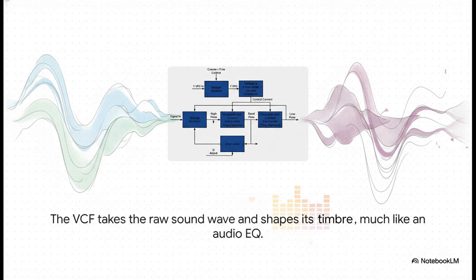That raw, buzzing signal from the VCO comes in one side, and the VCF gets to work, carving away parts of the sound just like an EQ on a stereo. This is a huge step. It's where a nasty buzz can be transformed into a beautiful, soft pad. It's all about creating a signature sound.